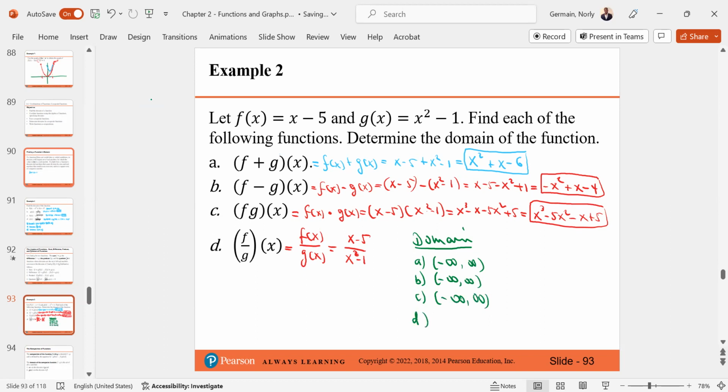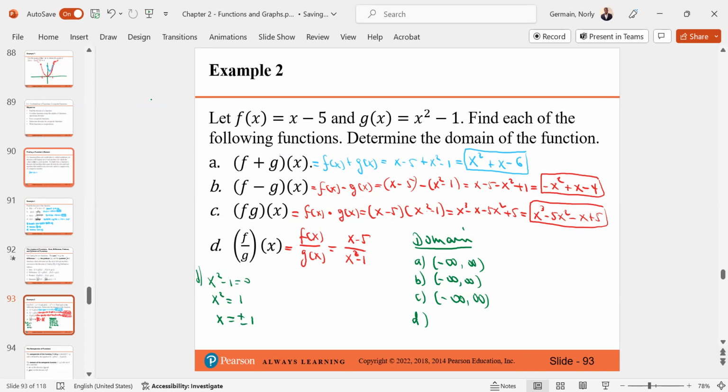What's the domain for D? Yes, because there is a denominator for this one, D, you must set the denominator equal to 0 and solve. If you add 1 to both sides, you have x squared equal 1. Remember, we're looking for only x, not x squared. Then we need to take the square root of both sides, which gives us x equal plus and minus 1.